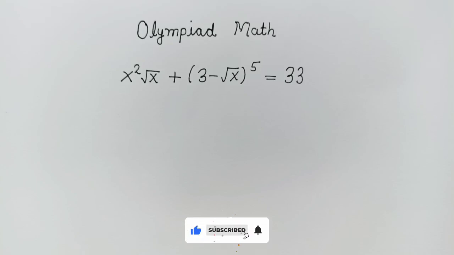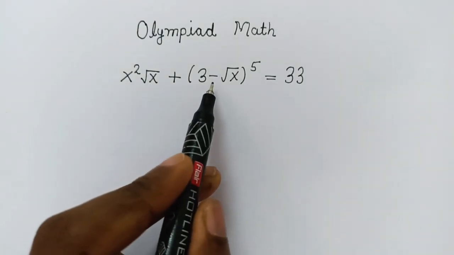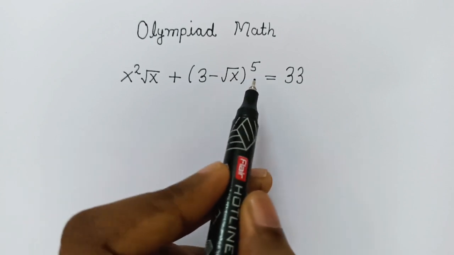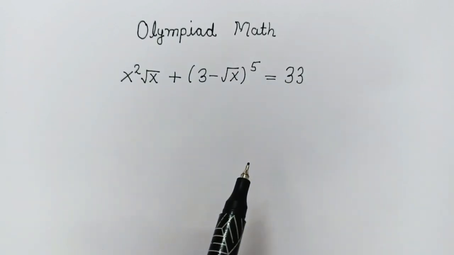So today we have an Olympiad math question: x² times (√x + 3 − √x)^5 is equal to 33, and we are going to find the value of x.